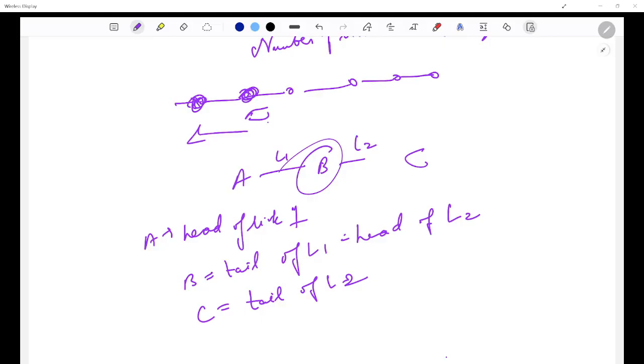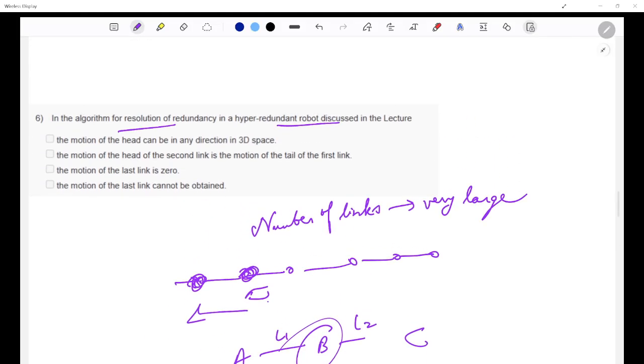Okay, so option A is the motion of the head can be in any direction in 3D space. So the head of the robot is the end effector, right? This is the point whose motion is specified by the task. Thus its velocity Vx, Vy and Vz can be in any direction in 3D space. Therefore, option A is correct.